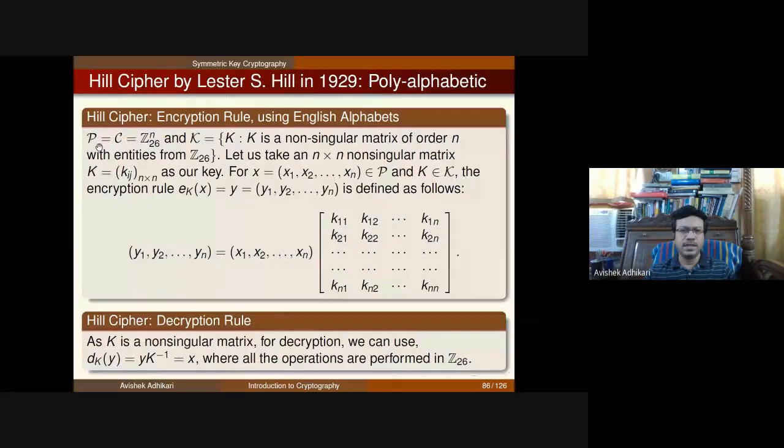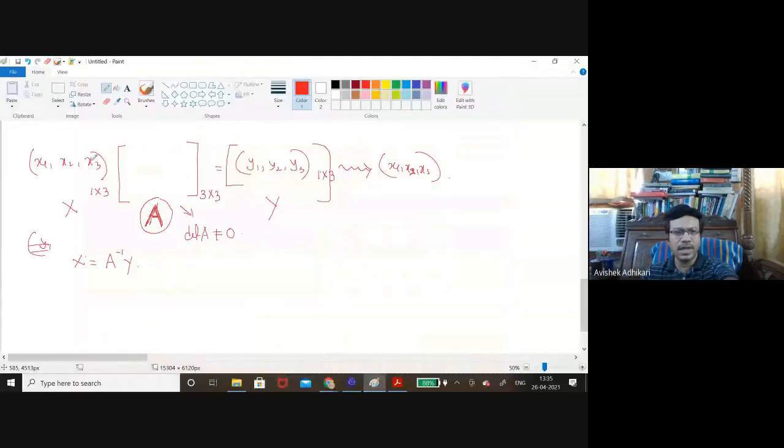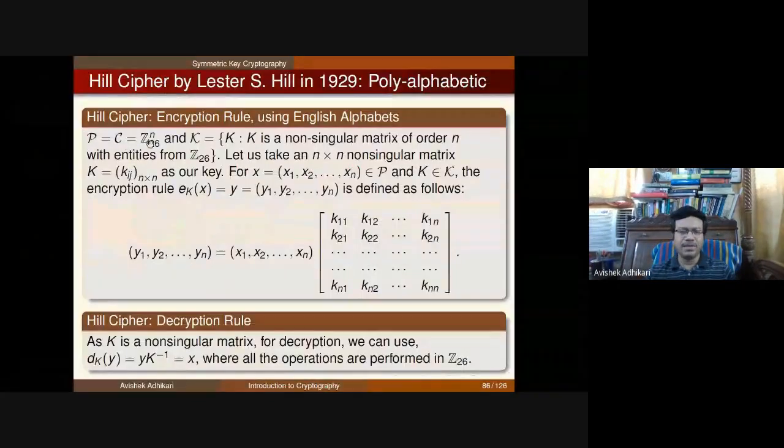What it says: the plain text is now an n-coordinate vector. Here n was 3. So plain text and ciphertext are all in Z26 to the power n, and the key space is K, a non-singular matrix of order n with entries from Z26. So let us take an n cross n non-singular matrix K as our key.